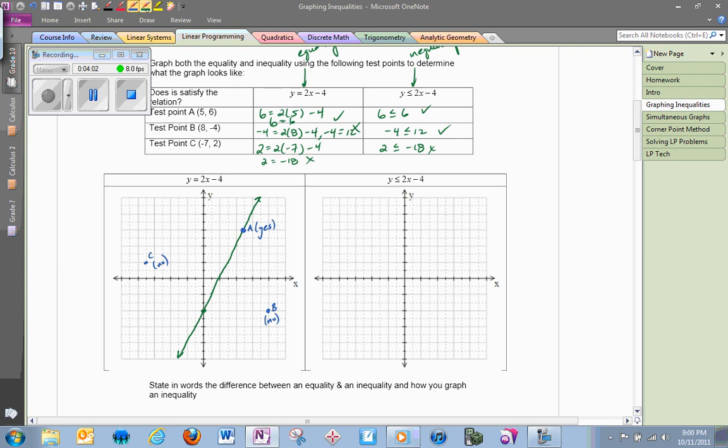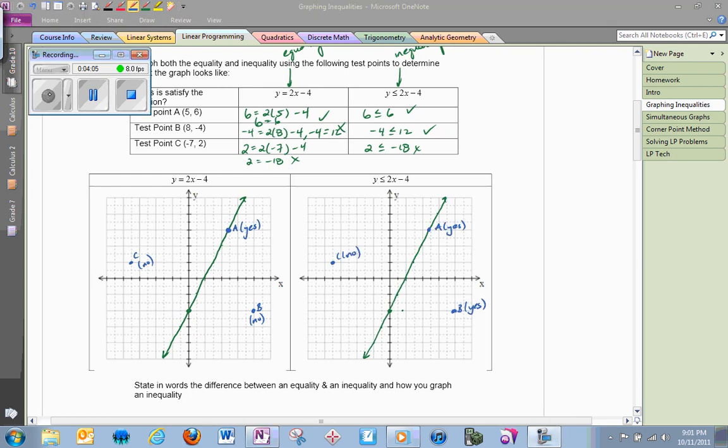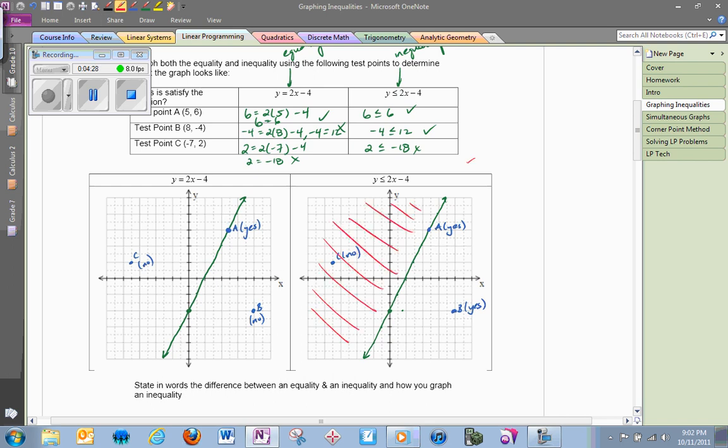Well, let's draw the inequality. So when you draw it this time, you'll notice that the quote-unquote line is the same, but this time the test points A and B work, and the test point C doesn't. So when we work with an inequality, we are able to do some shading. So when we shade the region that doesn't work, another way to say it is we are getting rid of this side.